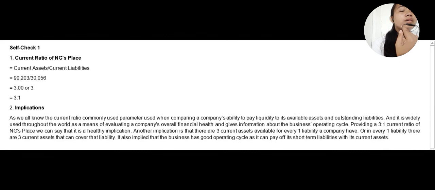implication because the business has a good operating cycle, as the business can pay off its short-term liabilities with its current assets. Well then, there's no problem with that. It is a healthy implication. So now let's move on to self-check number two.